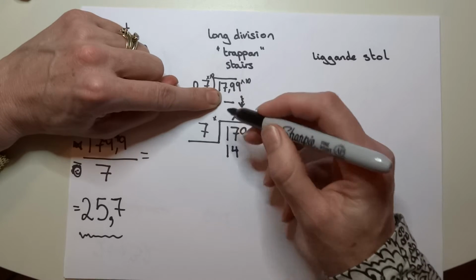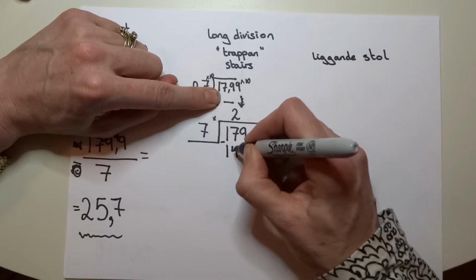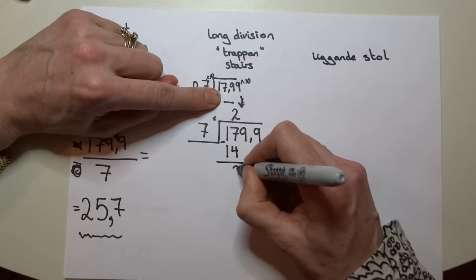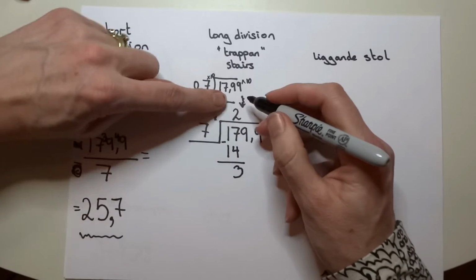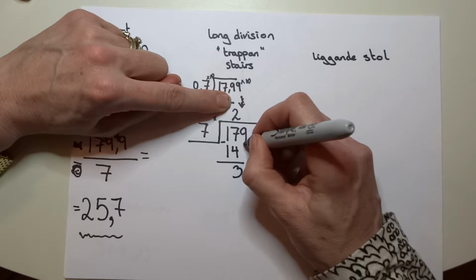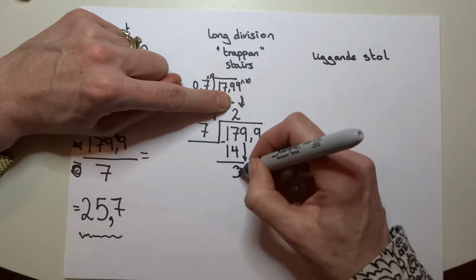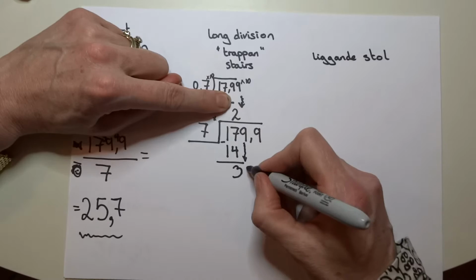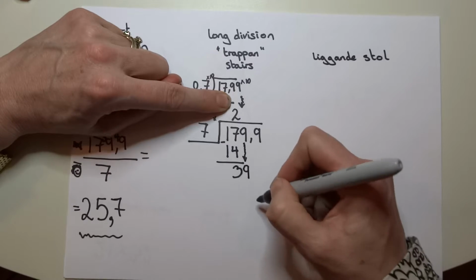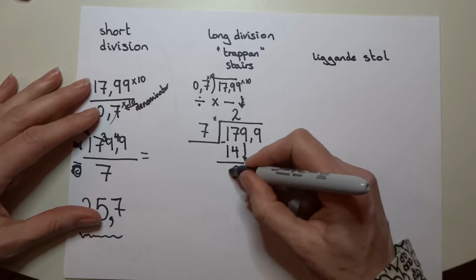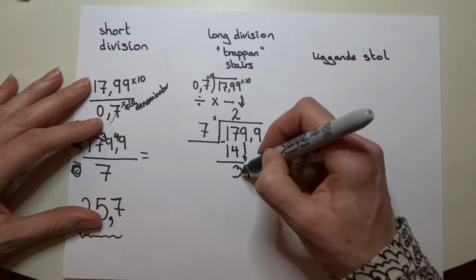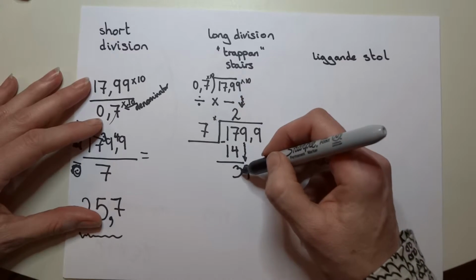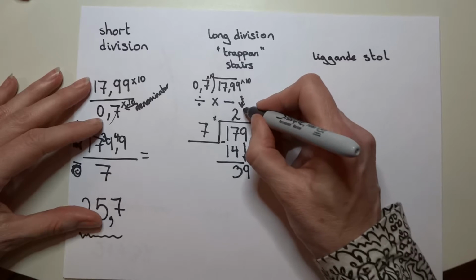Now we do the subtraction step. 17 minus 14 gives us 3. Now we've done the subtraction step, we do the move down step. Why do we move down? Because 3 does not divide anymore by 7, but if we put a new number there, the 9, and get this whole new number 39, 39 is divisible by 7. 39 divided by 7 goes 5 times.